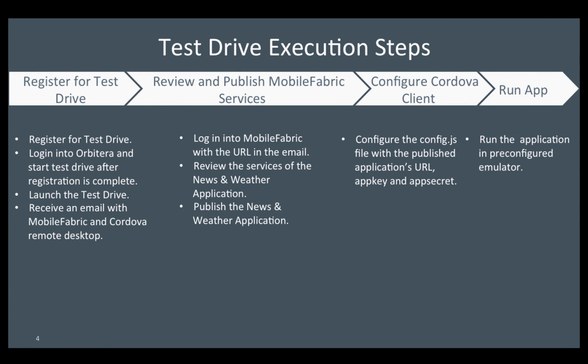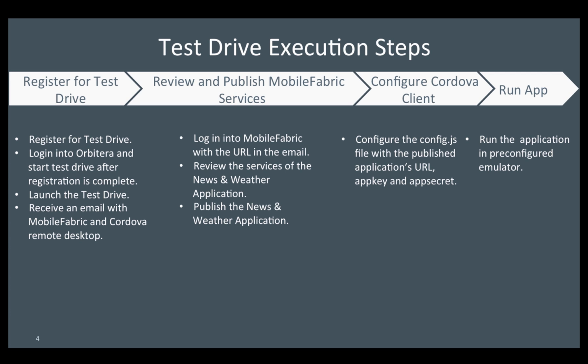Next, we will discuss the steps of this test drive execution. The first step in the execution of this test drive is to register for the test drive. Once the registration is complete and approved, you will have to log in to Orbitera with the registered credentials. Launch the test drive to receive an email with the MobileFabric and Windows Remote Desktop credentials.